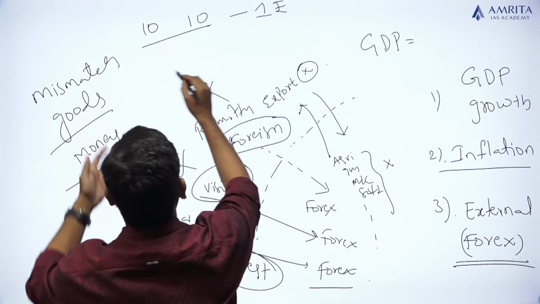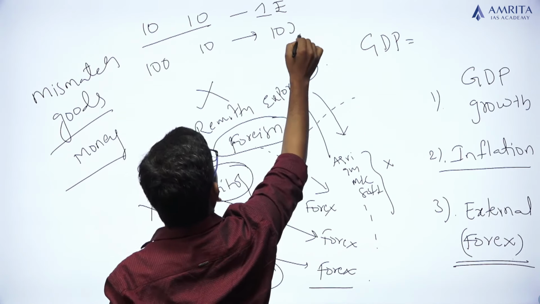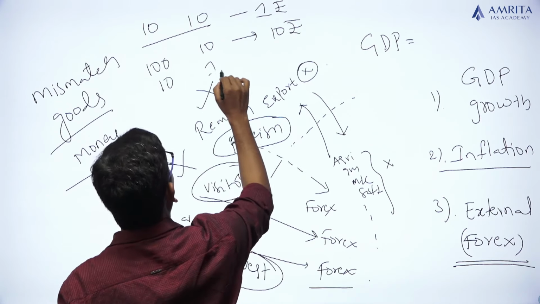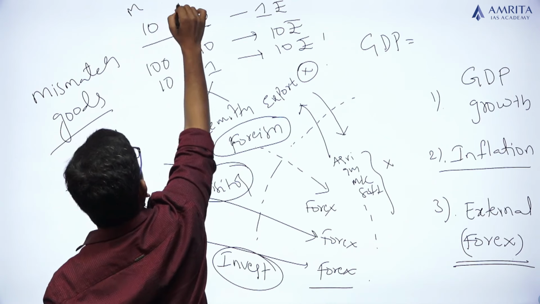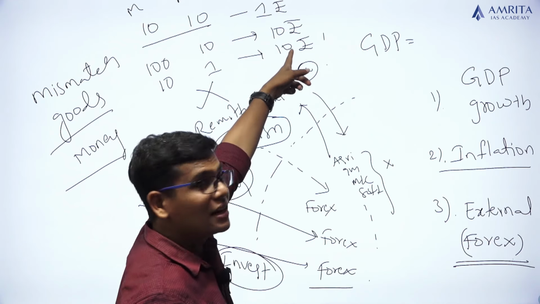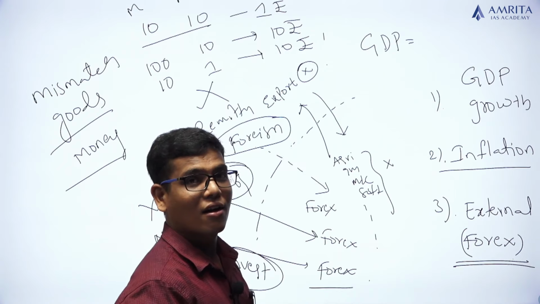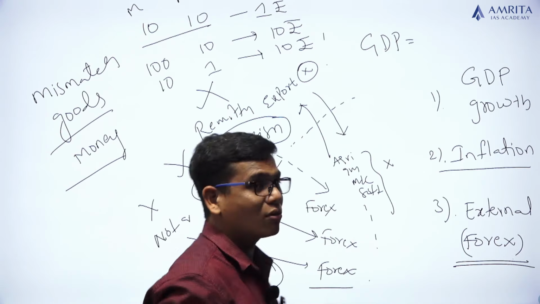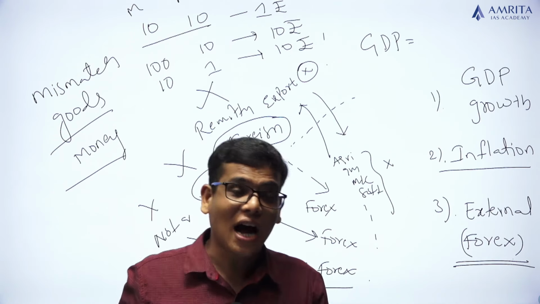If the money increases to 100 but the product is the same, then one product will become 10 rupees. Or otherwise, the money is 10 but the product has become only 1 in the economy, it becomes 10 rupees per product. This is money, this is product. That means if money increases or if production decreases, there is inflation. Earlier the price per product was only 1 rupee, now it has become 10. That means this inflation is because there is a mismatch between the goods produced in the economy and the money available in the economy.